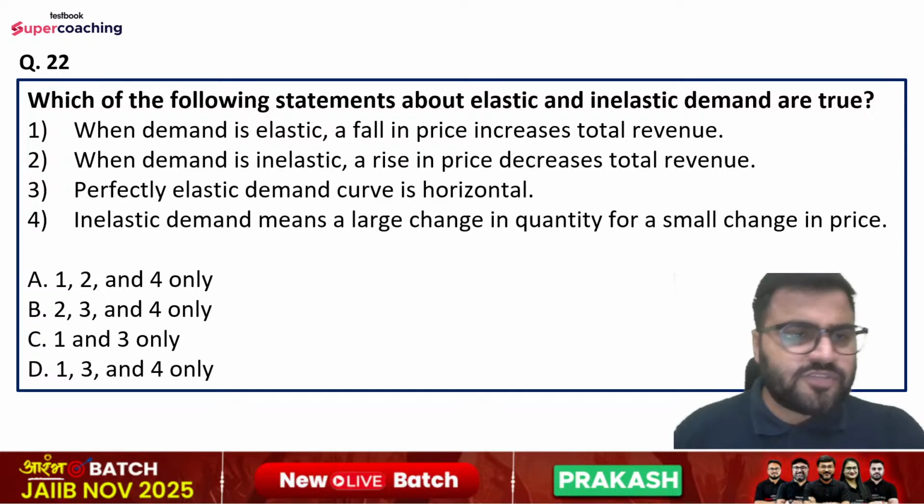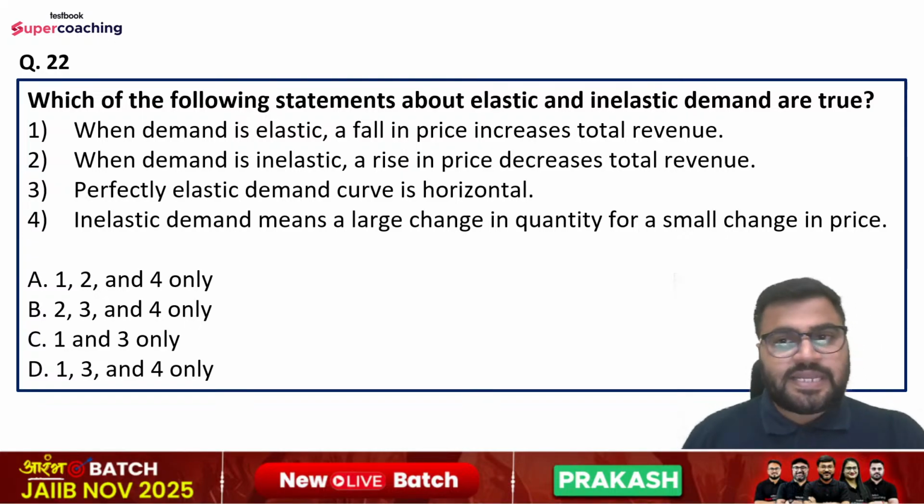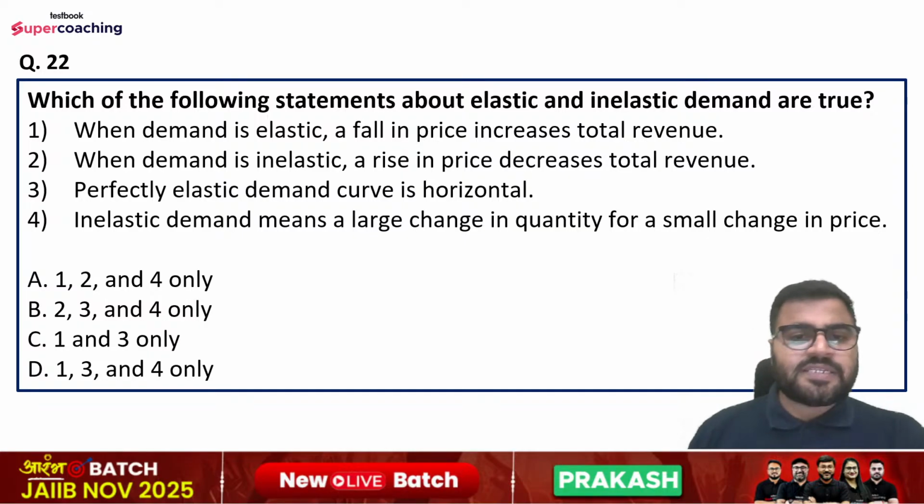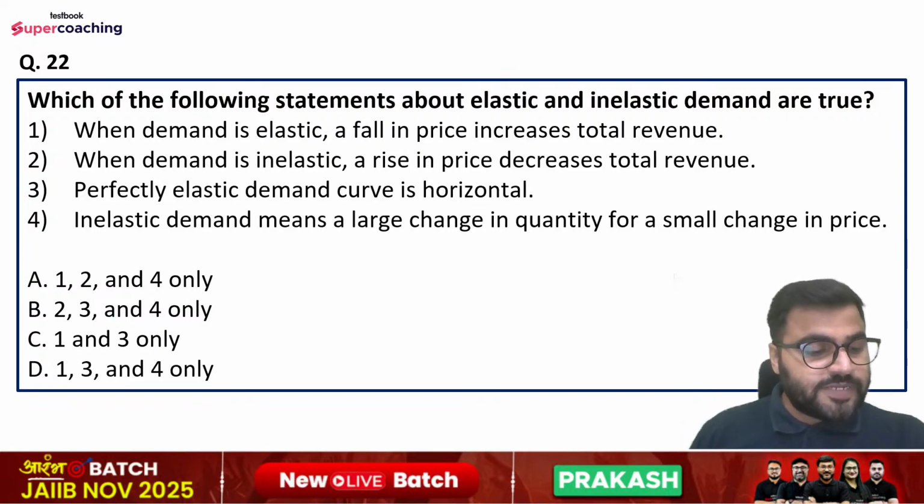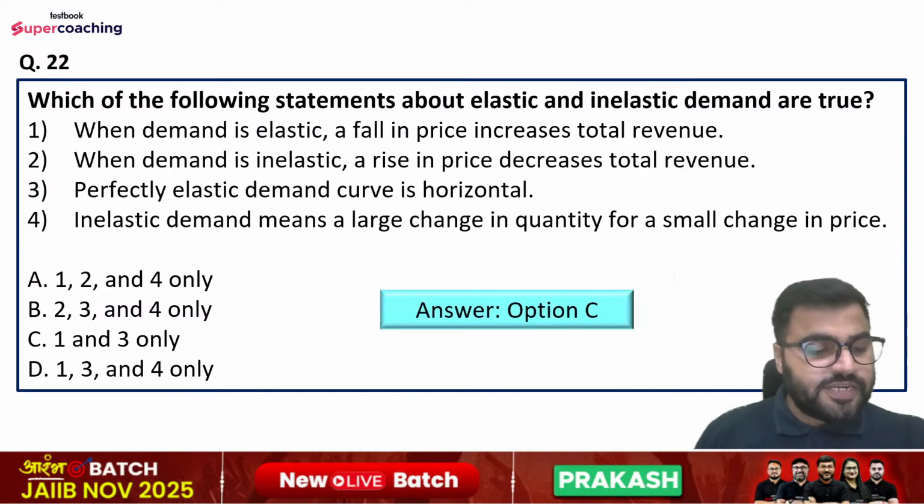Question number 22 is, which of the following statements about elastic and inelastic demand are true? So statements are: when demand is elastic, a fall in price increases total revenue. Statement number second, when demand is inelastic, a rise in price decreases total revenue. Statement number third is, perfectly elastic demand curve is horizontal. And statement number fourth is, inelastic demand means a large change in quantity for a small change in price. Options are first, second, and fourth only, second, third, and fourth only, first and third only, or first, third, and fourth only. Friends, you are expected to attempt the question as well along with me. So right answer is option number C, that is first and third only.